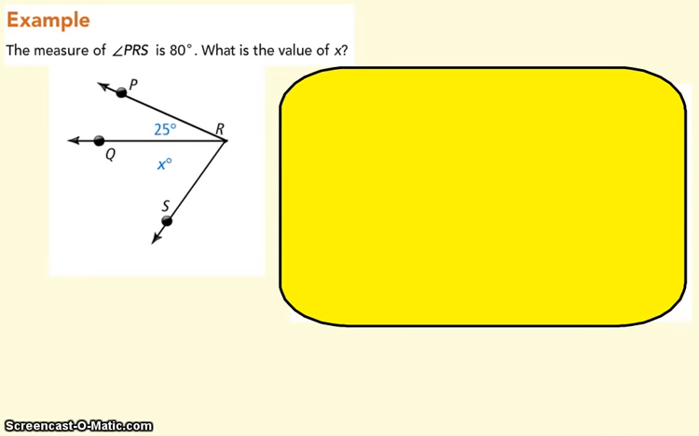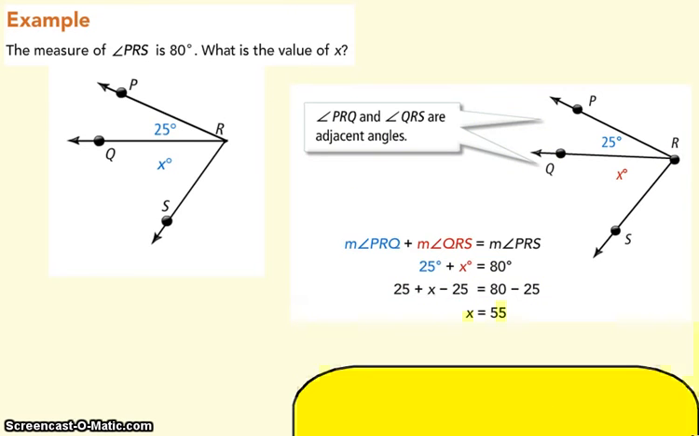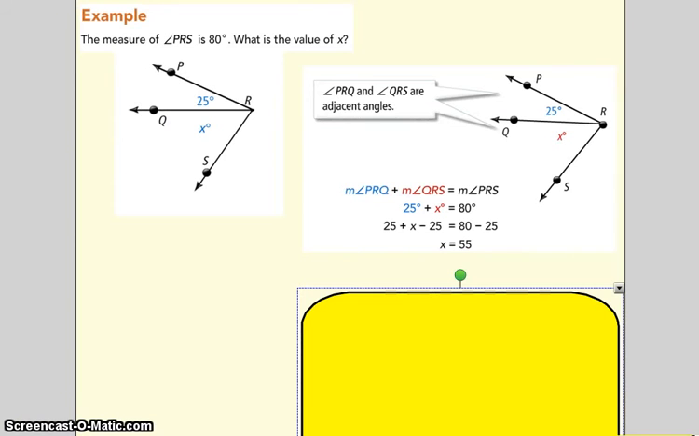The measure of angle PRS is 80 degrees. What is the measure of X? Solve for X. You know that the 2 of those angles together equal 80 degrees. Subtract 25 from both sides, and you have your answer.